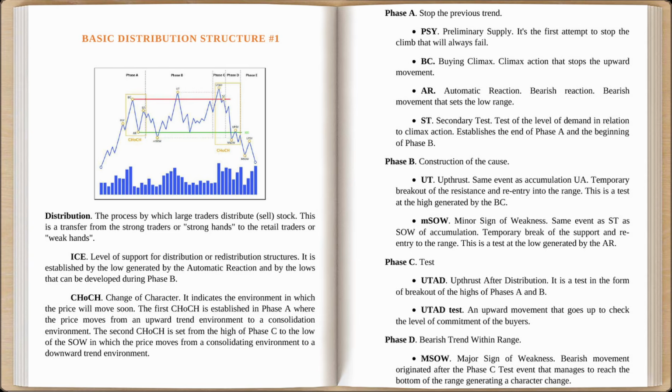Phase C, test, UTAD, upthrust after distribution. It is a test in the form of breakout of the highs of Phases A and B. UTAD test, an upward movement that goes up to check the level of commitment of the buyers.